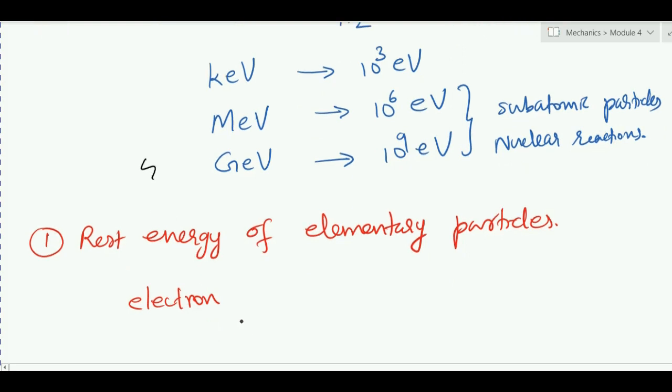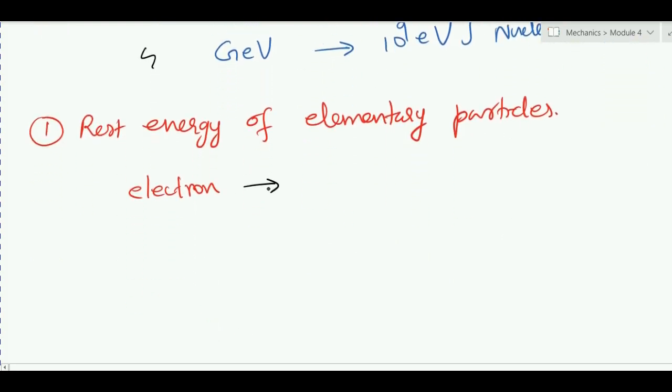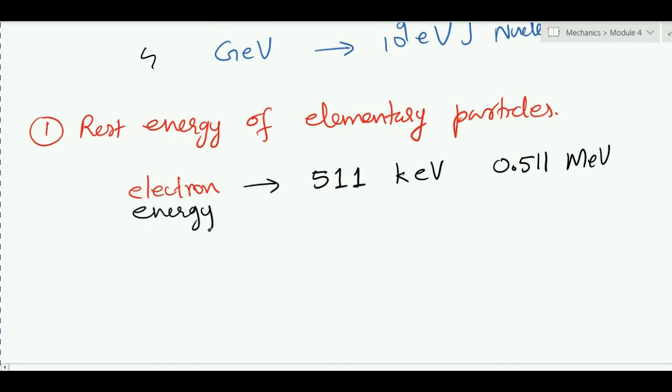Okay, so if we take an electron, the rest energy of an electron in kilo electron volt is 511. So that is 511 keV or 0.511 MeV. Do not approximate it to 0.5, it is 0.511 MeV. So this is the energy, or let's say more accurately, rest energy.